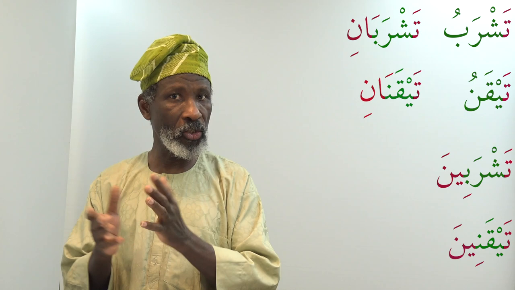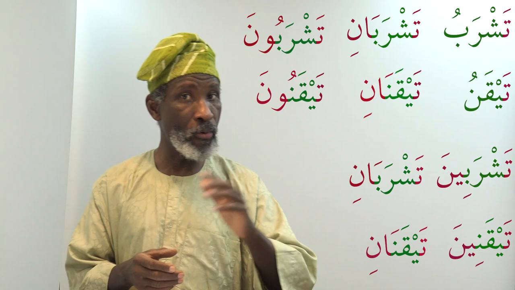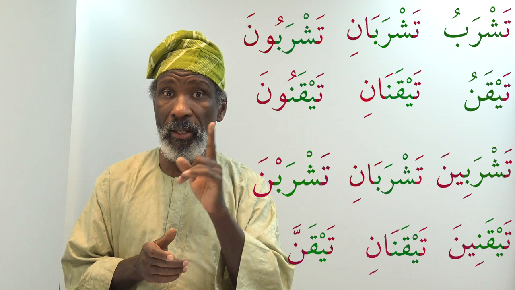You say tashrabani, tayqanani, identical. What about if you're speaking to group of men, meaning three or more? You say tashrabuna, una ending, always. Tashrabuna, start with ta, tashrabuna, tayqanuna. For female, you say tashrabna, sukun on the ba, and the third root, tashrabna, tayqanna. Combine the noon, tashrabna, tayqanna. Here we are, that's your second person present tense done.